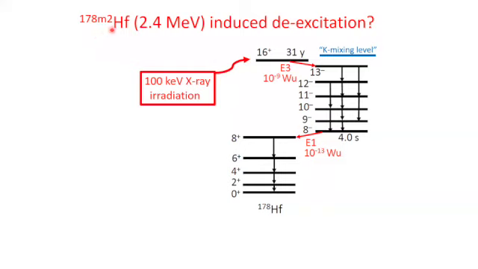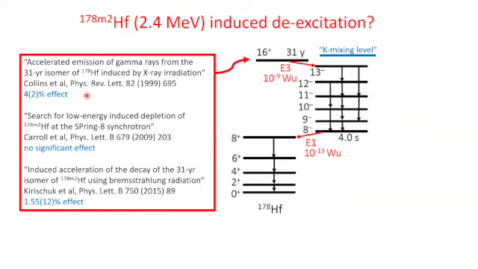especially associated with the hafnium-178 31-year isomer. But this was irradiated with roughly 100 keV X-rays. And the idea was that there should be some K-mixing level, an intermediate level, that could funnel the excitation back to the ground state and release the 2.5 MeV stored in the isomer. Well, there have been a few articles written about this. The first one, I guess the most famous, was Collins and co-workers in 1999, who published a Phys. Rev. Letter.